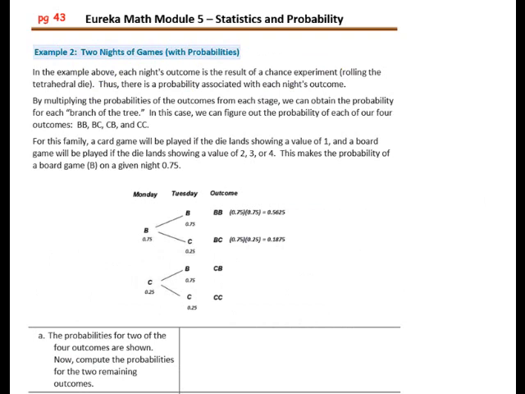Example 2. In the example above, each night's outcome is the result of a chance experiment, rolling the tetrahedral die. Thus, there is a probability associated with each night's outcome. By multiplying the probabilities of the outcomes from each stage, we can obtain the probability for each branch of the tree. In this case, we can figure out the probability of each of the 4 outcomes.